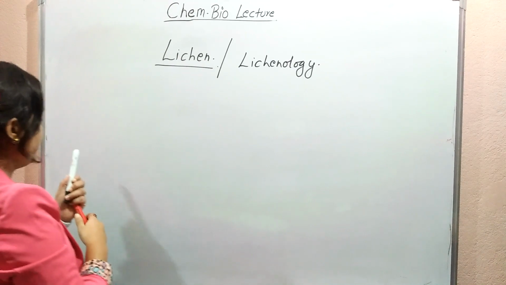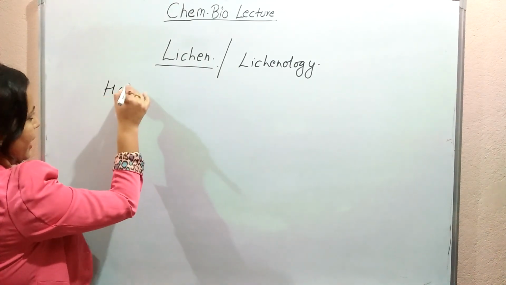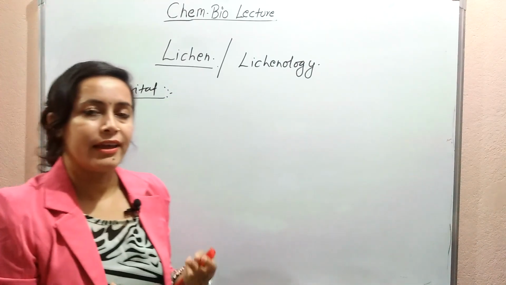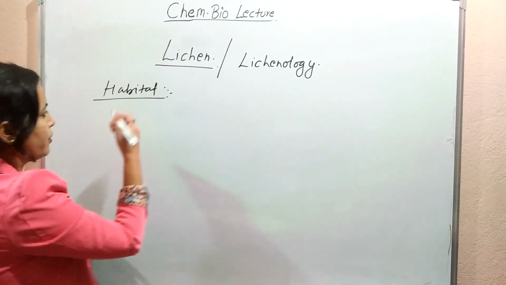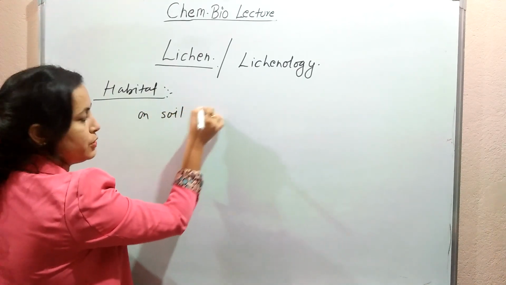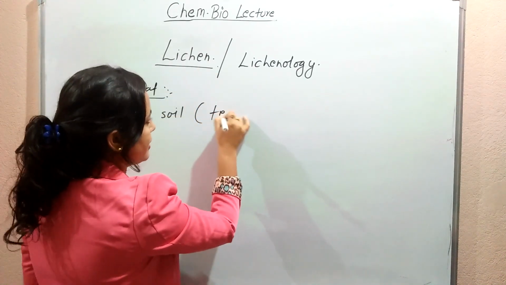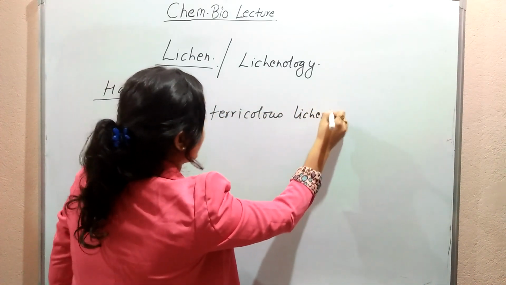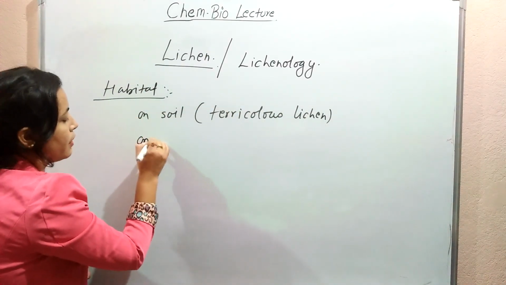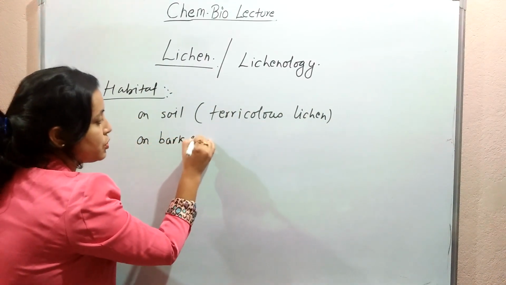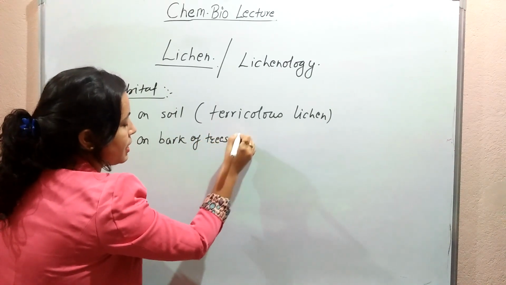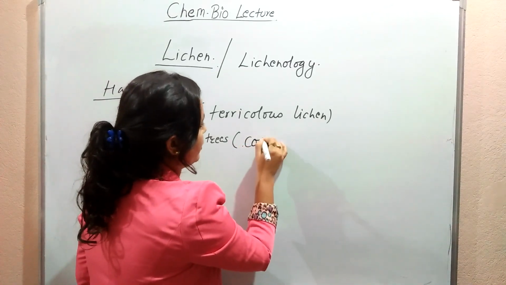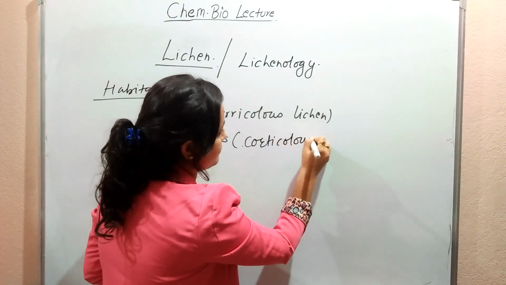Okay, so let's continue with the habitat. When we discuss the habitat of a lichen, they have a wide range of habitats where lichens grow. They can grow on soil; the lichens able to grow on soil are called terricolous lichens. Some of them are able to grow on the bark of trees, most of them can. You might have observed lichen growing on the bark of trees, and those are called corticolous lichens.